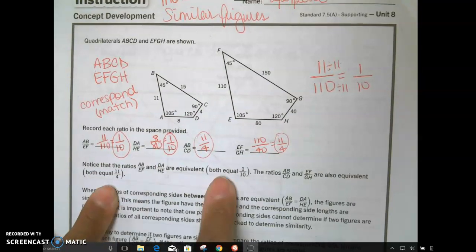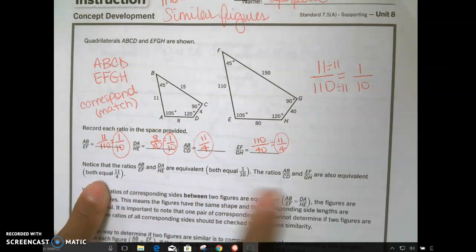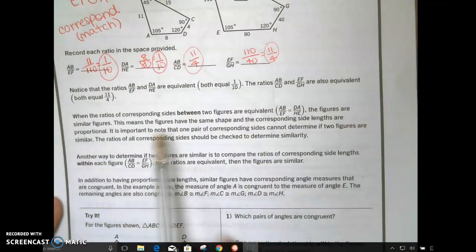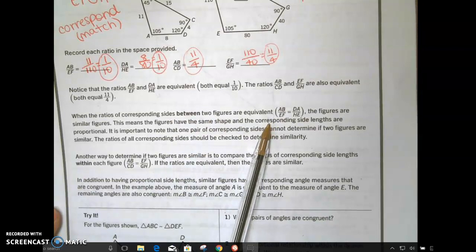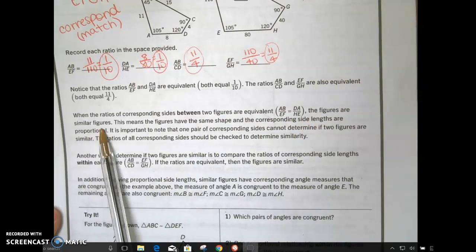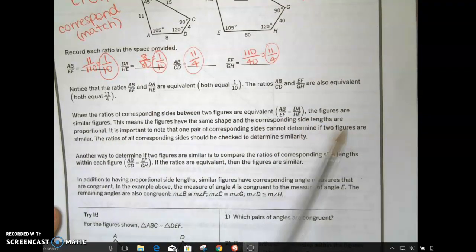Okay? It tells you right here. Notice that both are equivalent and it equals 1/10. And then these two are equivalent and it equals 11/4. When the ratios of corresponding sides between two figures are equivalent, the figures are similar. This means the figures have the same shape and corresponding side lengths are proportional.